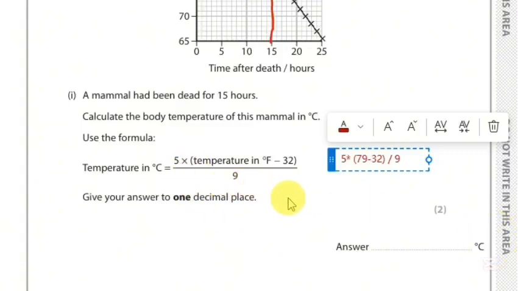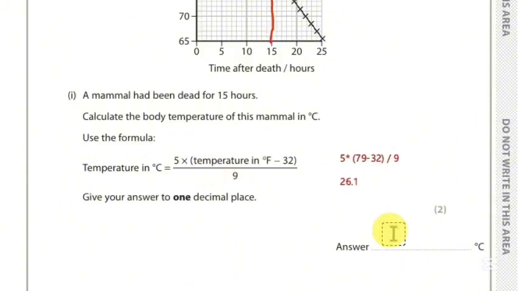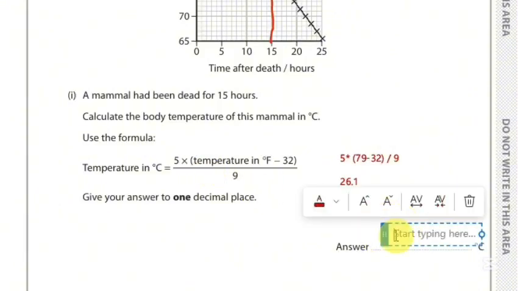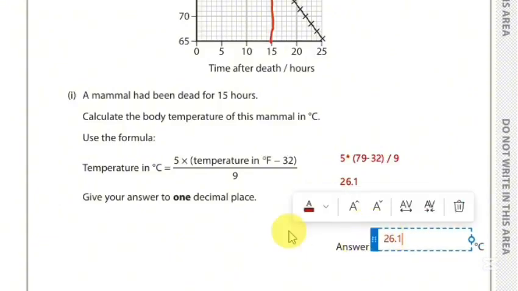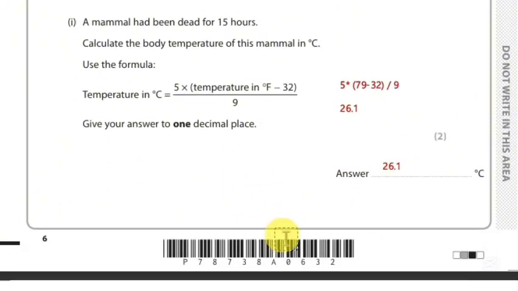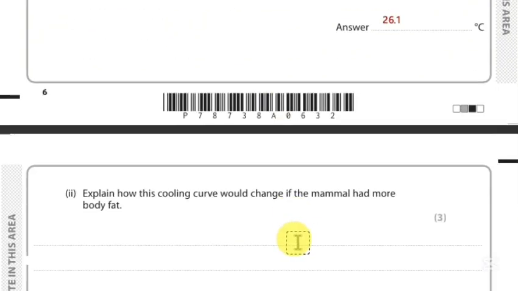So the answer is 26, but as we need to give the answer in 1 decimal place, we need to be careful with the format. Whatever the question asks, we need to give our answer in that format. So read the question properly to answer appropriately. So 26.1 is the answer. Now let's move on to the next question.